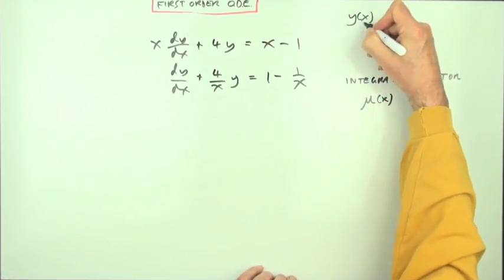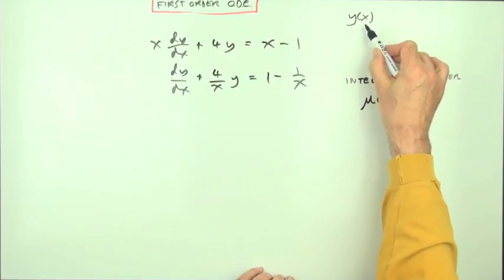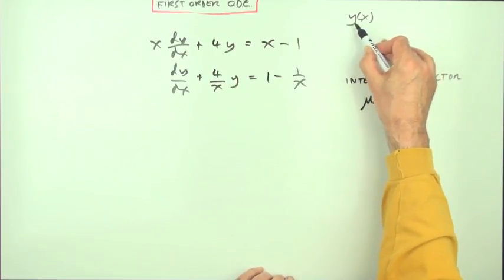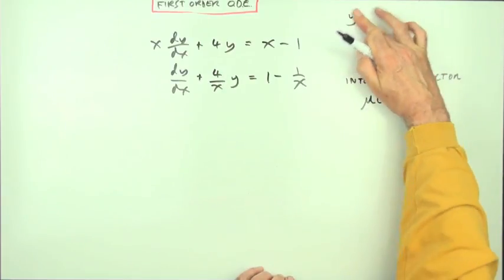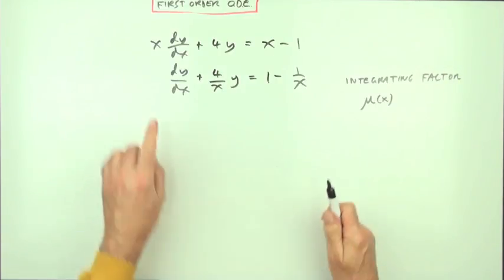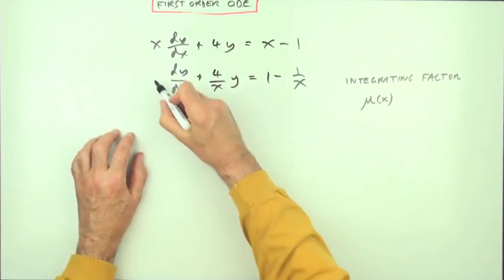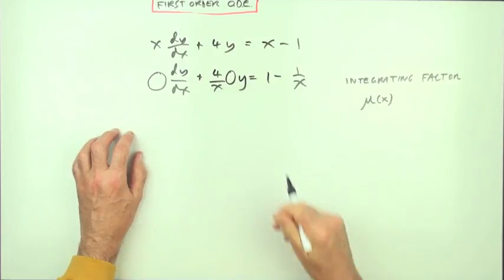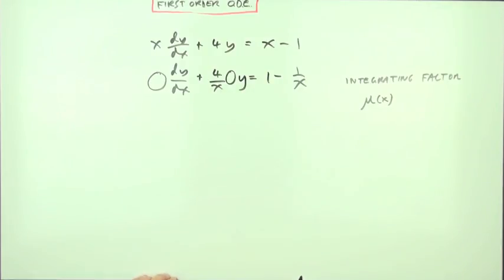Y is actually a function of x, because x is the independent variable and the value of y depends on it. So y is a function of x. You can write that, or you can just write y. But what could you multiply it by? What could I multiply this by? I'll just put it in here and multiply that by, so that forms a product.